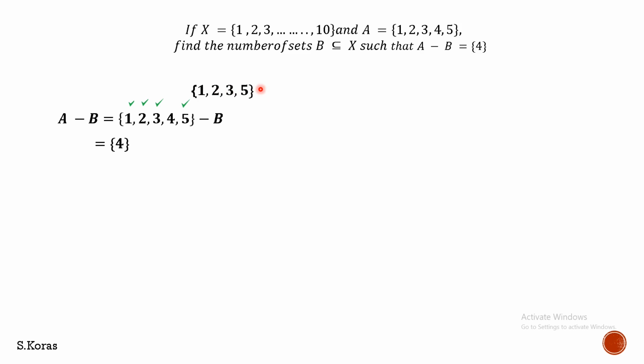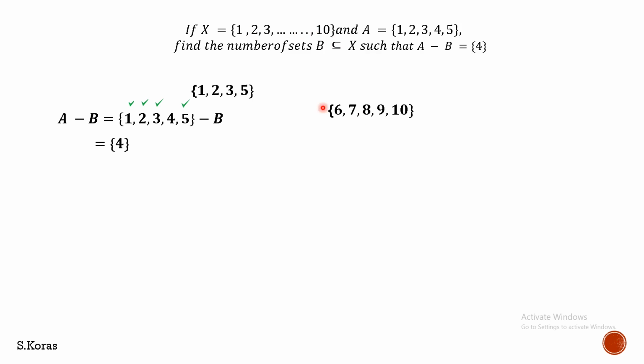That's good. Is it present in X? Because that B set should be a subset of X. Is it present in X? Yes, it is present in X. So it is a subset of the set capital X. If we compare these two sets, this 1, 2, 3, 5 and 1 to 10, the remaining elements are 6, 7, 8, 9, 10. These elements are present in the set capital X again.